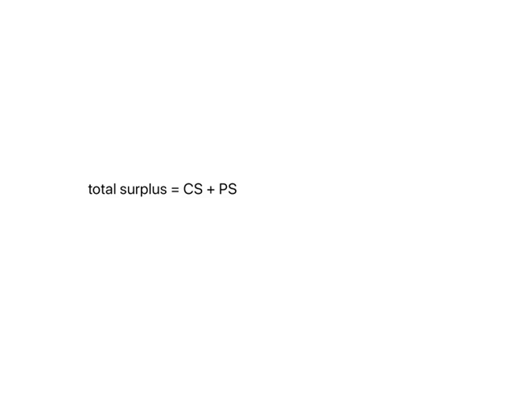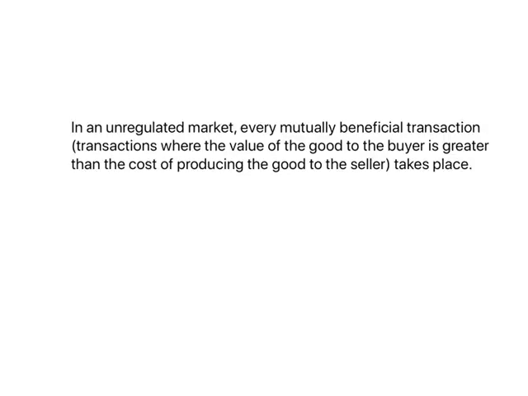Equation there. Finally, in an unregulated market, every mutually beneficial transaction, so those are transactions where the value of the good to the buyer is greater than the cost of producing the good to the seller, takes place. In other words, everyone who is willing and able to buy the product is able to do so, and every single person who's willing and able to sell the product does so. There are no transactions that would benefit both a buyer and a seller that are not taking place. We will see situations where this is not true in future videos.